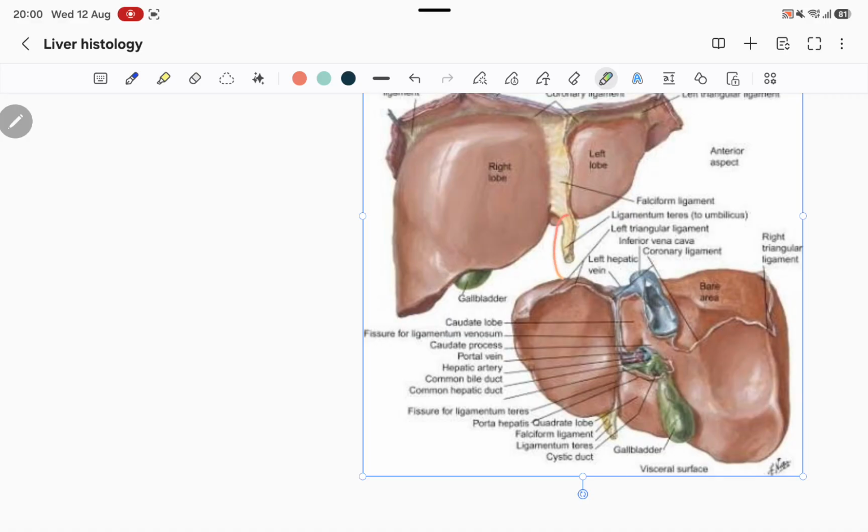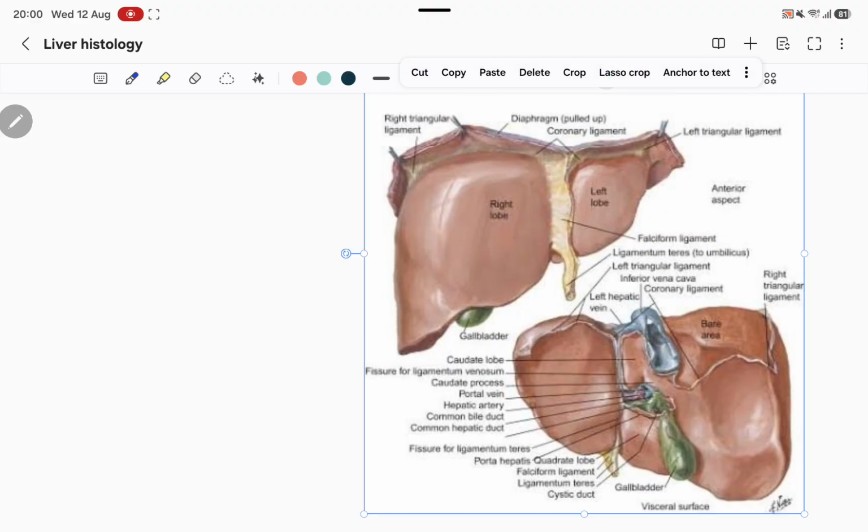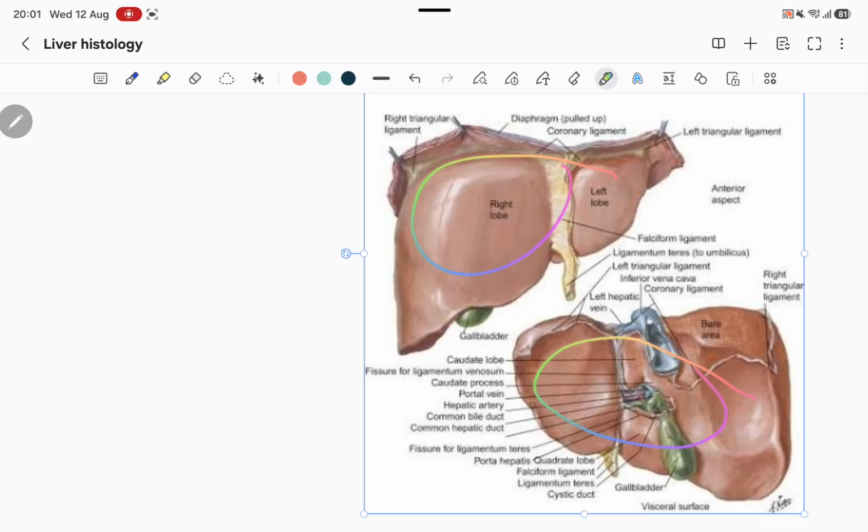There is your umbilical cord from when you were a fetus, and it just shrank up to here, and that's the falciform ligament. You've got other triangular ligaments on the right and left sides. And there is this anterior aspect, of course, this is the posterior aspect, and this is where the gallbladder sits, and this is the area which is called the hilum.